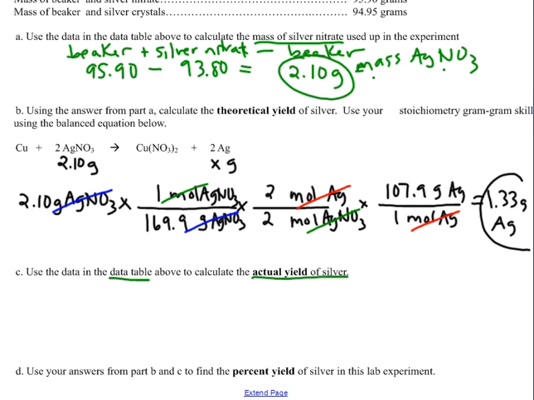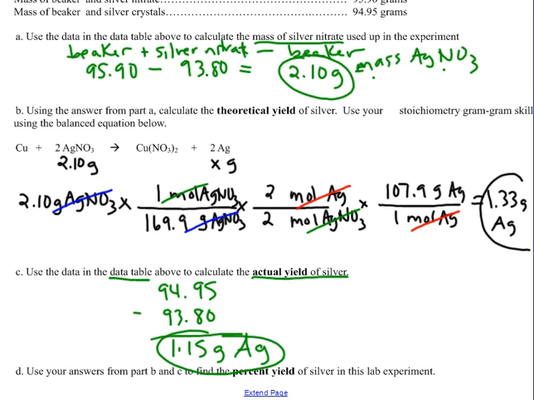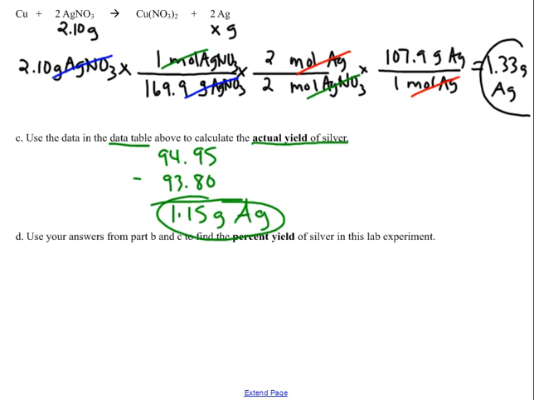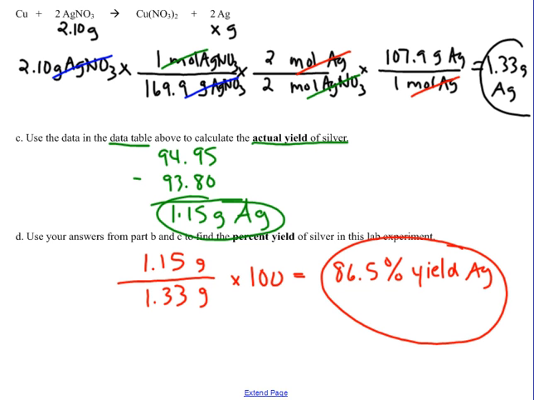So pause the video now to see if you can do this on your own, and when you start the video again, the answer will be here for you to check. All right, so you should have 1.15 grams of silver that was actually produced. Now, for the last step of this problem, to find the percent yield of silver, you will use the two answers you just found in part B and C to figure out percent yield. So pause the video now, try your work, come back and check your answers. All right, you should find that the percent yield of silver from this problem works out to 86.5%.